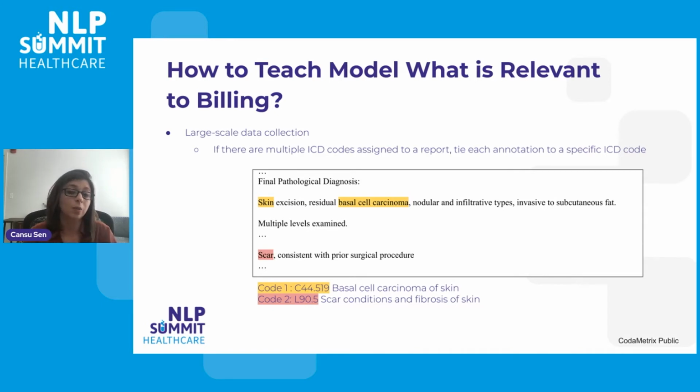And if there are multiple ICD codes assigned to that report, we ask our coders to tie each annotation to a specific ICD code. So here, for example, we have this first ICD code assigned to this note, which is C44.519, and it's the code for basal cell carcinoma of skin. So our coder reads this note and lets us know that these phrases in the sentence, the basal cell carcinoma and the skin, are the reasons why this ICD code is assigned to this note. And then they further read the note and see this other sentence here talking about a scar. And they let us know that this phrase triggered the assignment of the second ICD code, which is L90.5.